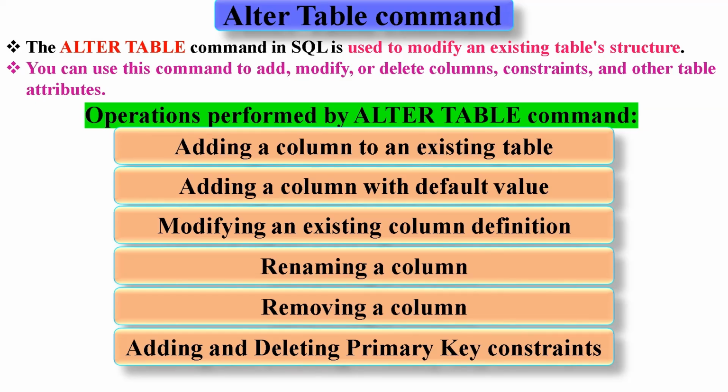The operations performed by the alter table command are adding a column to an existing table, adding a column with default value, modifying an existing column definition, renaming a column, removing a column, and adding and deleting primary key constraints. Let's see one by one in detail.